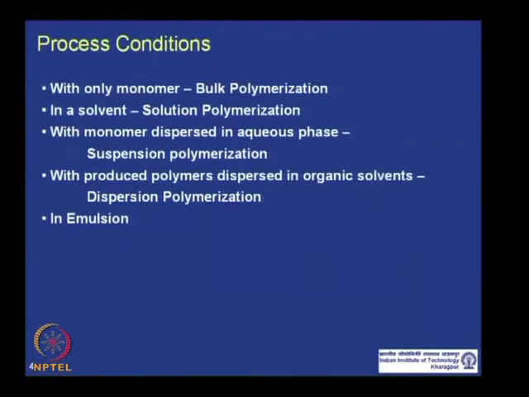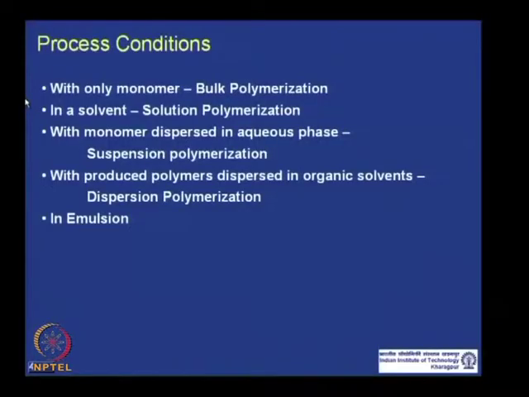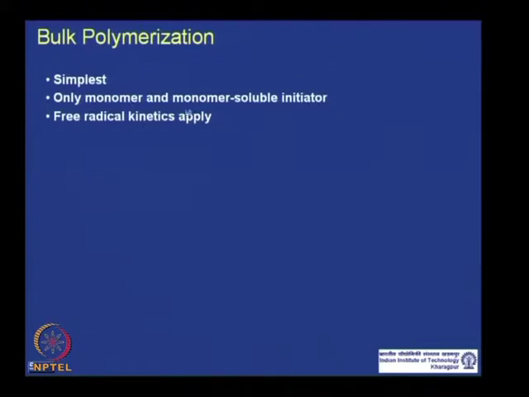You can disperse the monomers in aqueous phase and do the polymerization. We call this suspension polymerization. The produced polymer could also be dispersed in an organic solvent, and you can continue the polymerization as the polymers remain dispersed. We call that dispersion polymerization, and you can do the polymerization in emulsion as well. We will talk about each of these in brief, and we will spend most time on emulsion polymerization. So, let us start with bulk polymerization.